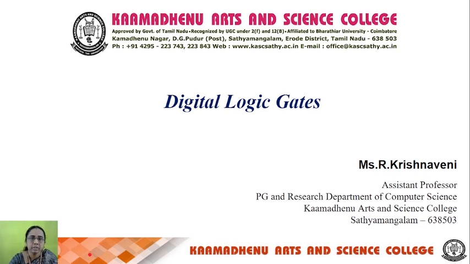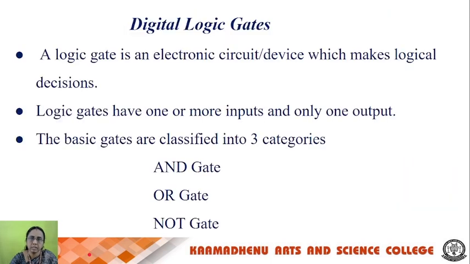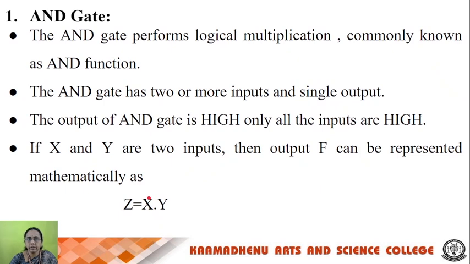Today I am going to discuss digital logic gates. First, what is meant by digital logic gates? A logic gate is an electronic circuit or device which makes logic decisions. The logic gate has one or more inputs and only one output. The basic gates are classified into three categories: AND gate, OR gate and NOT gate.